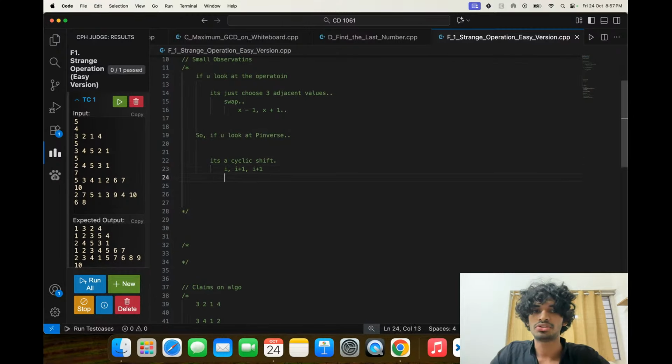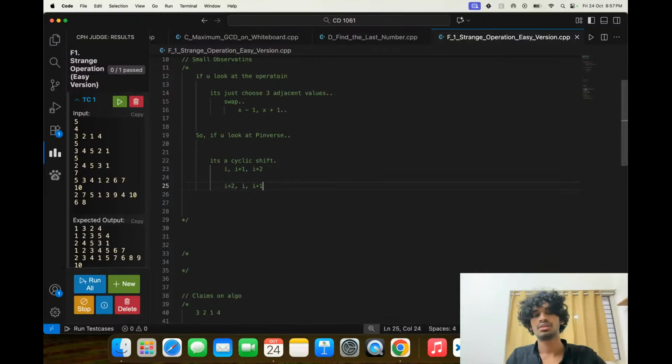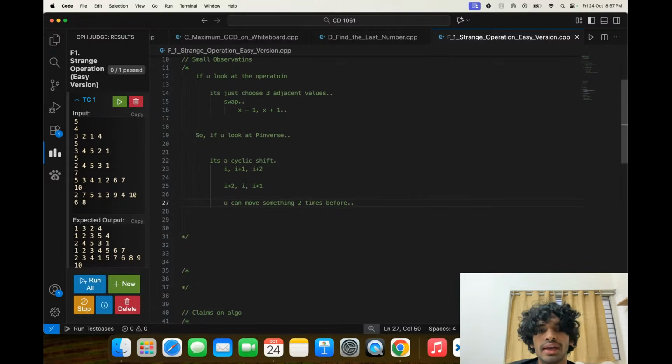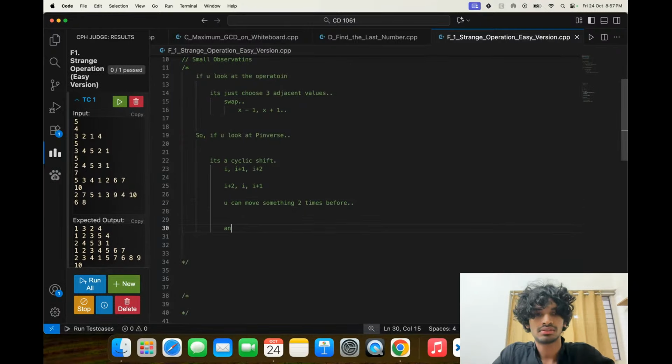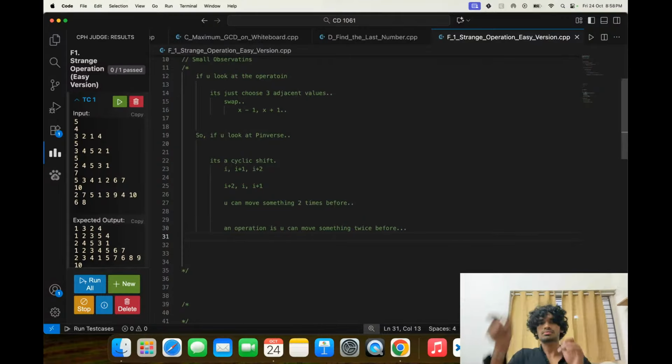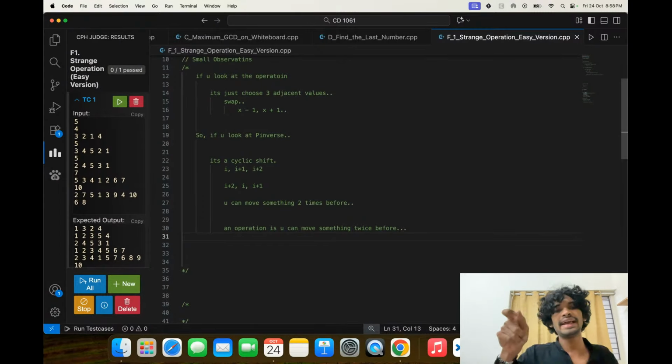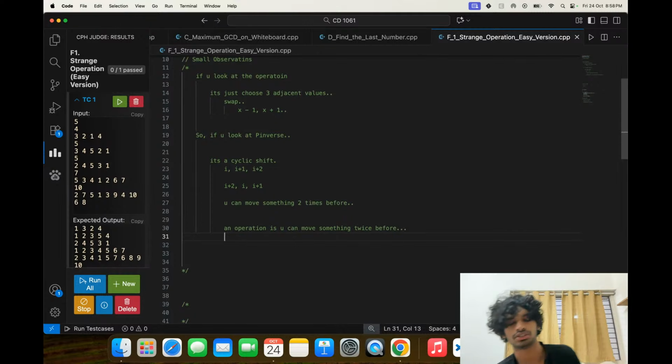I plus 1, I plus 2 will become I plus 2, I, I plus 1. That's what you can do. You can move something two times before. You can move something twice before. Okay, that's what the operation is. An operation is: you can move something twice before. That's the operation. You can take anything, you can move that twice before. This is the operation. Sorry.